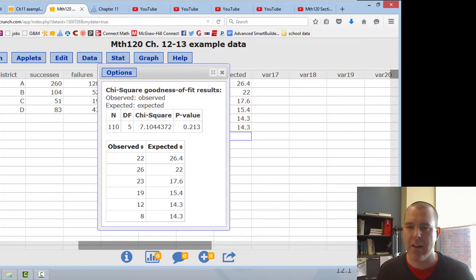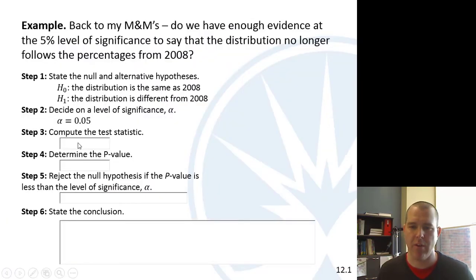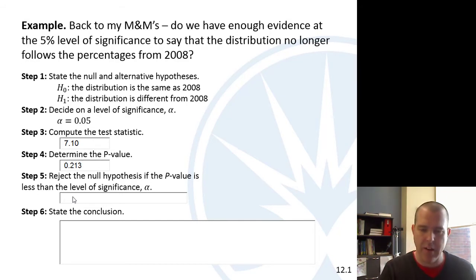So we have chi-square is 7.10 and we have a 0.213 p-value. So not that different, right? It's kind of a small p-value, but it's certainly not less than our alpha. So we do not reject the null hypothesis. And so there's no evidence to say that the distribution is different.